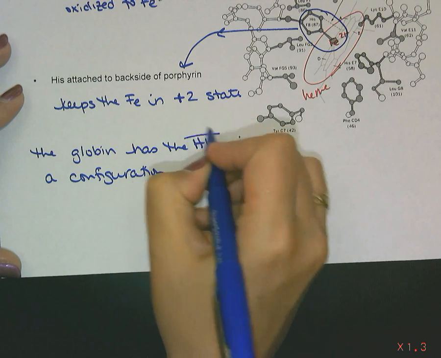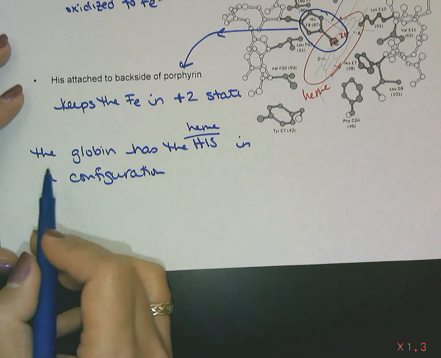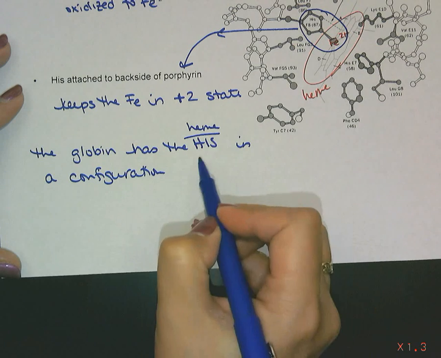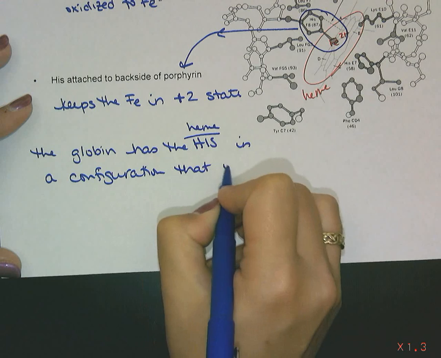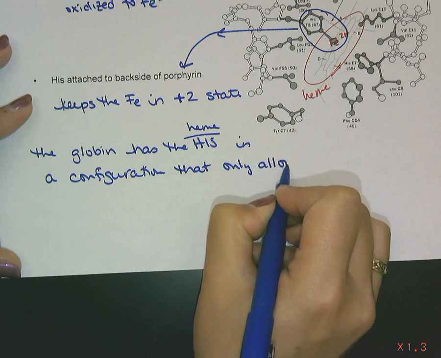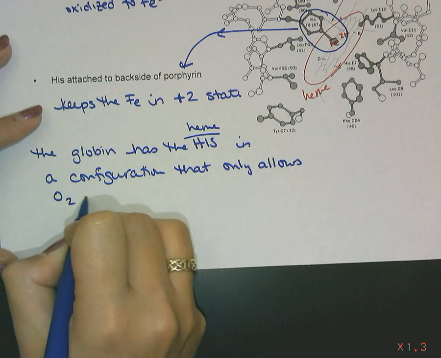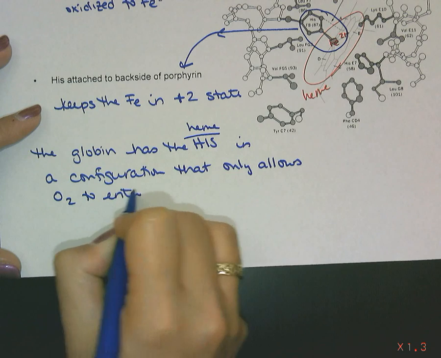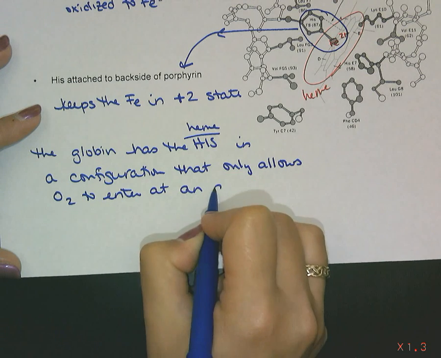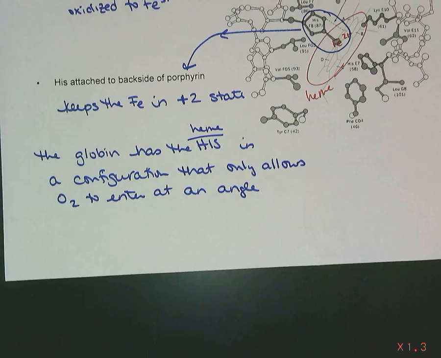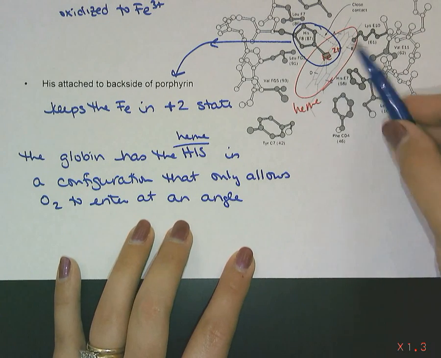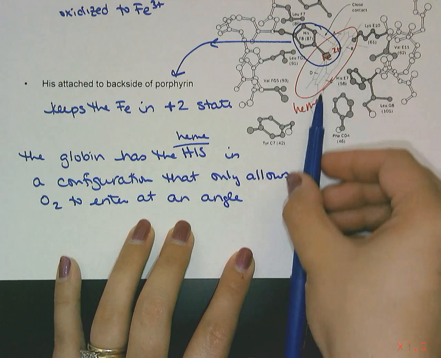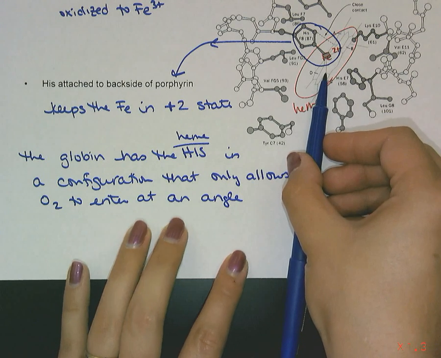I guess the histidine and the heme group together. The globin, the rest of the protein, has the histidine and the heme group in a configuration that only allows oxygen to enter at an angle. Right, there's no way for the oxygen to come straight into the iron. It's actually going to flow in this way at kind of an angle.